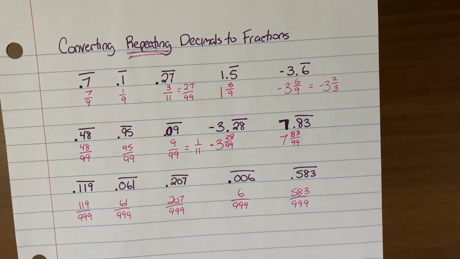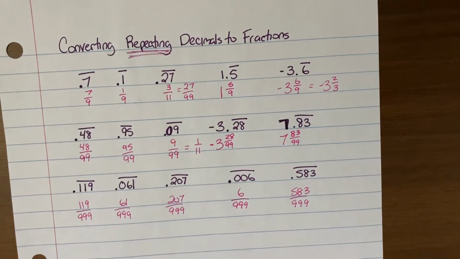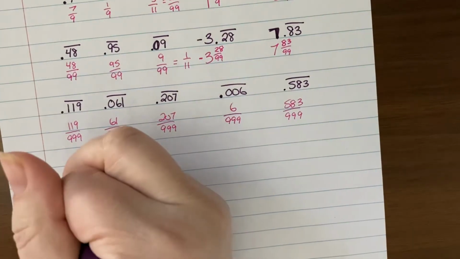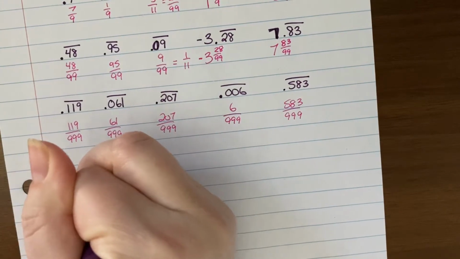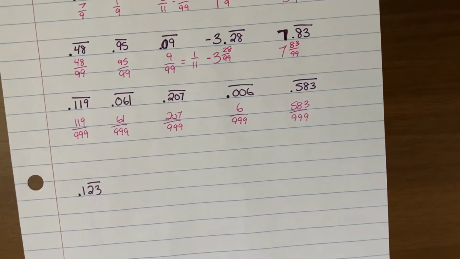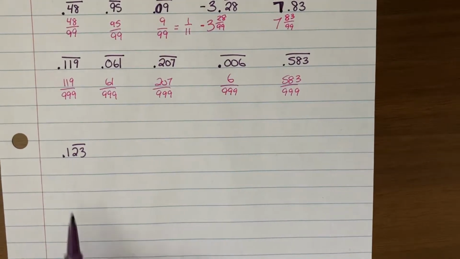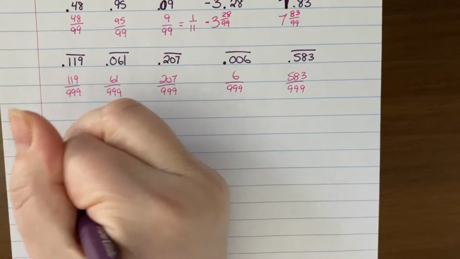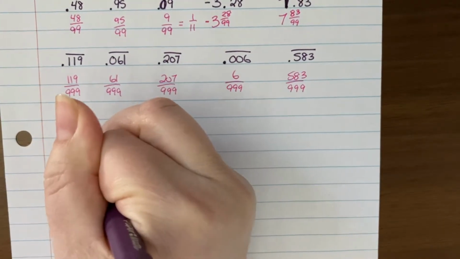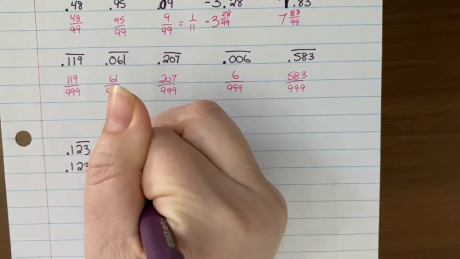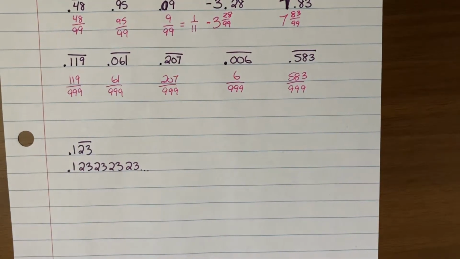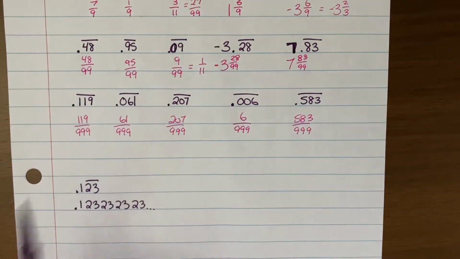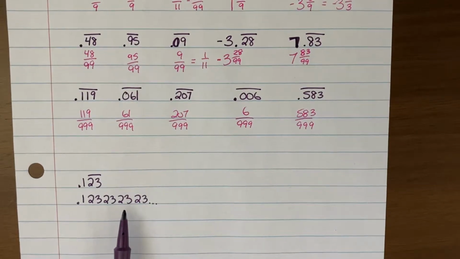But where it gets confusing, and where you have to have a little bit of an extra trick up your sleeve, is when you get a number like this. This is different because the 1 is not repeating. The 2, 3 is repeating. This is really going to look like this: 1, 2, 3, 2, 3, 2, 3, 2, 3, forever and ever. So that 1 does not repeat, so you can't use the rule of 9 or 99 or 999 for this. It's just not going to work.